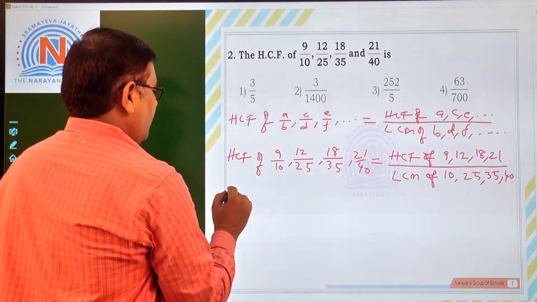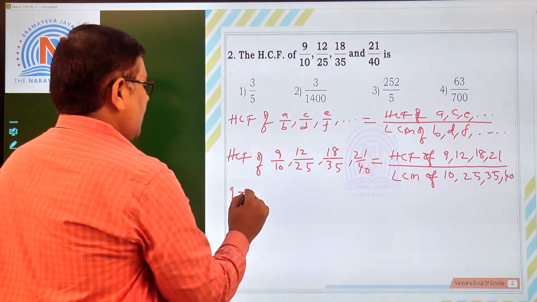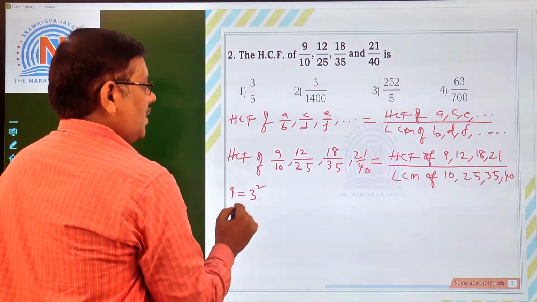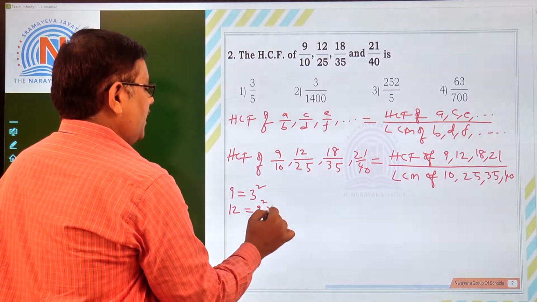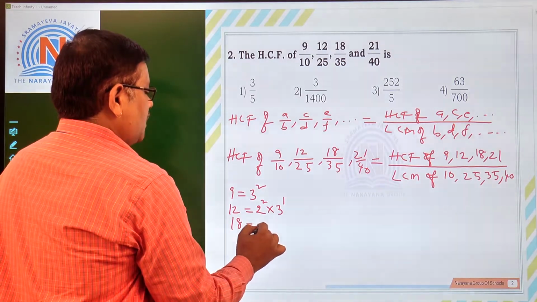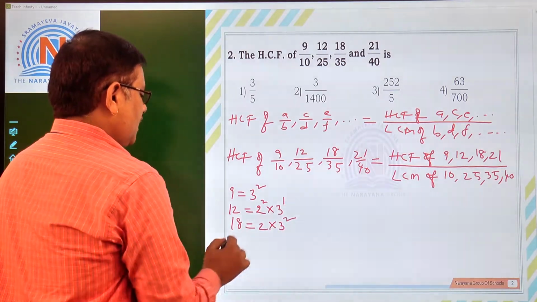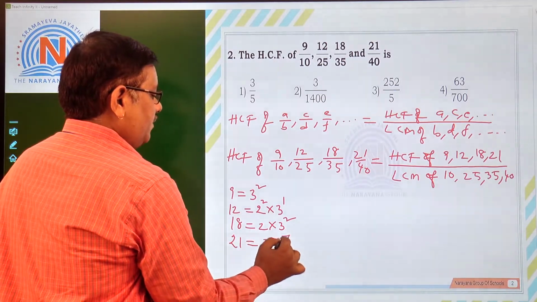Let us try to see the standard forms of the numerators. 9 is nothing but 3 square. 12 is nothing but 2 square times of 3, that is 4 into 3, 12. Next, 18 if you take, that is 2 times of 3 square. Next, if you take 21, that is going to be 3 times of 7.